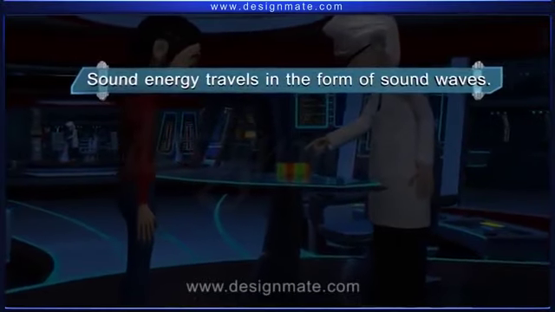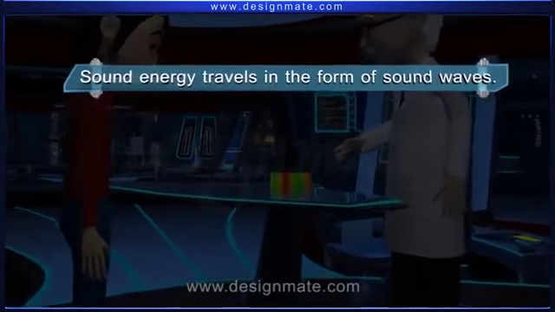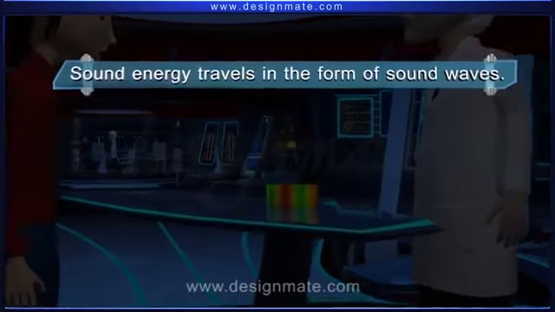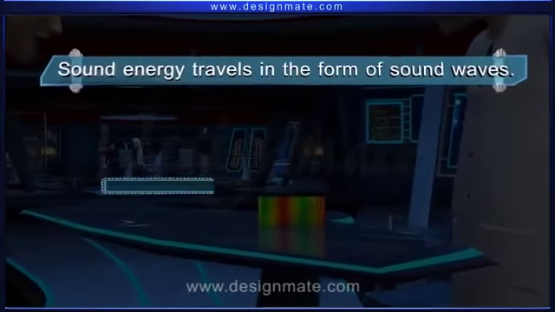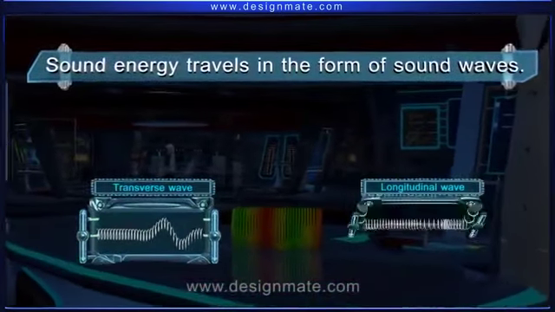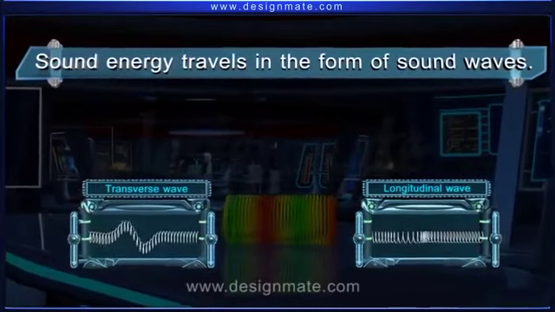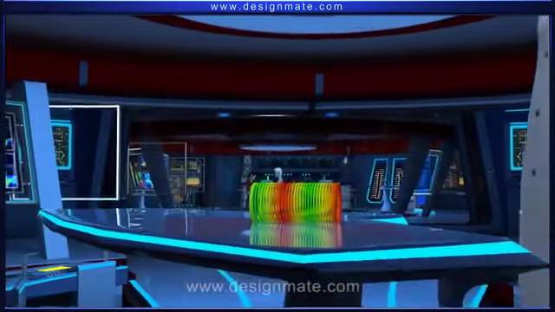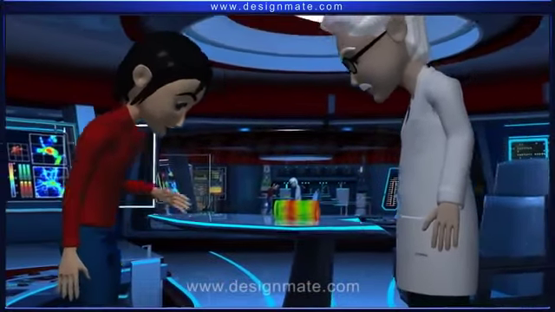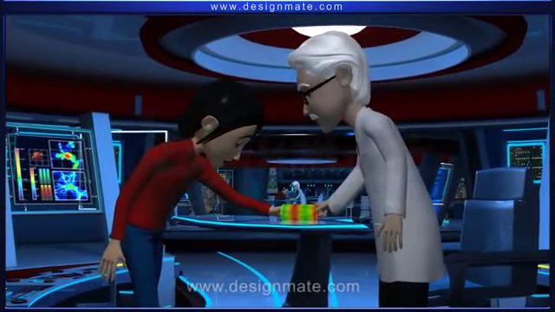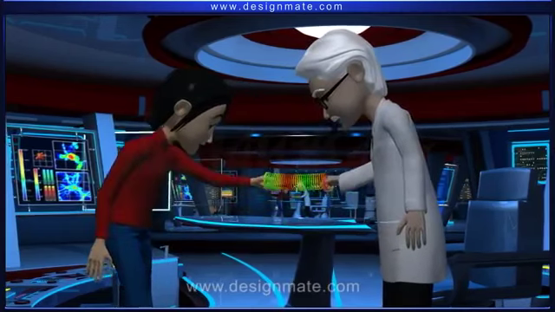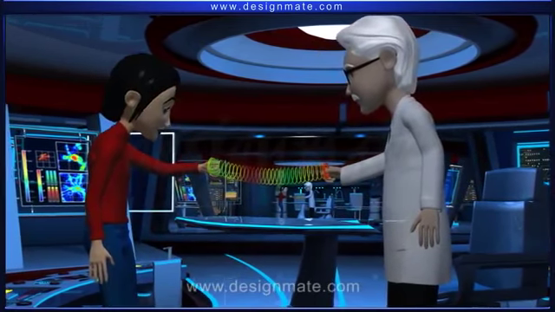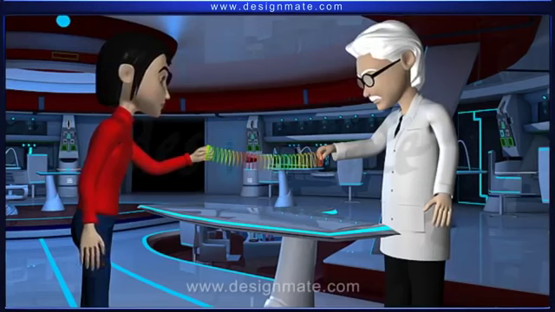Sound energy travels in the form of sound waves. There are mainly two types of waves, transverse wave and longitudinal wave. Let us see how waves travel. We can use a slinky spring to observe both types of waves. Emily is holding one side of the slinky, while Dr. Zook is holding the other end.